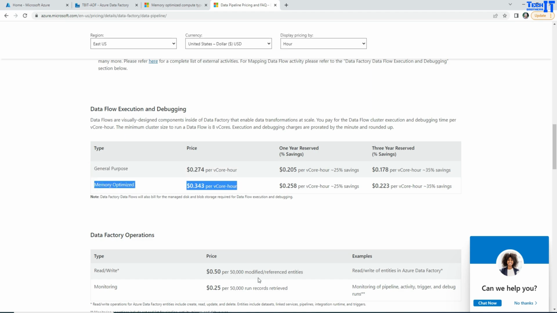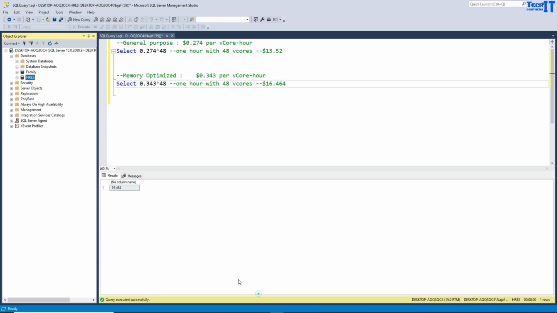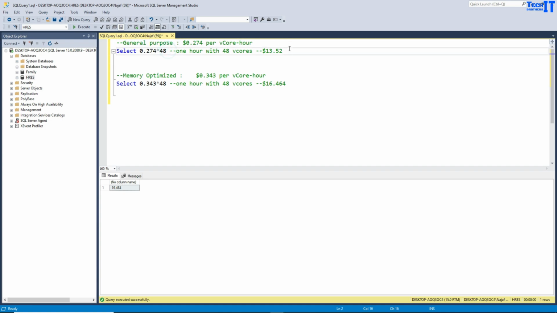So now let's think about that. If I am running a cluster of 48 worker cores with general purpose for 1 hour, I will be paying $13.50, and if I run the same cluster with memory optimized, I will be paying $16.50. So just ignore the exact numbers, something like that. You are paying almost $3 more when you go with memory optimized. But again, if you are using memory optimized, maybe your process will run faster and you will come to the same point, like you will pay less money.